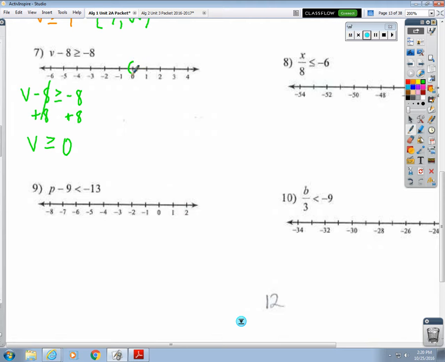Is it open or closed? Closed, because it has an equal to bar. And all the solutions are what then 0? Greater, which would be which way? To the right. Numbers like 1, 2, 3, 4, and up are greater. And plus, it points to the right.